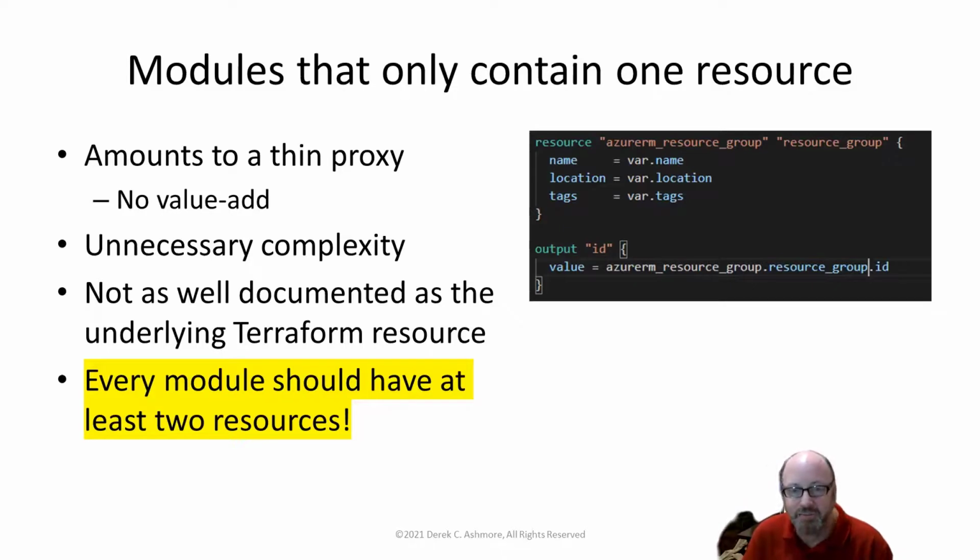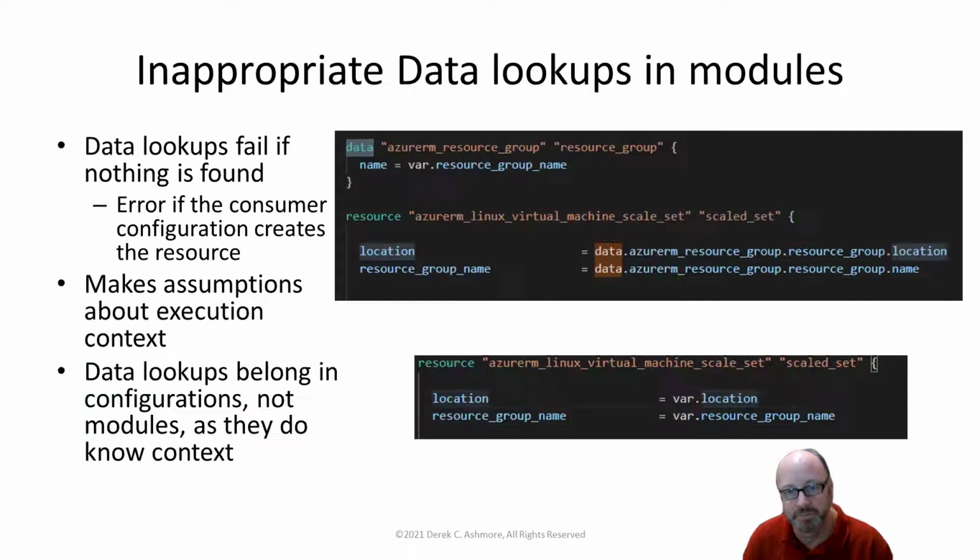Basically, thin proxies are harder for people to consume, and they're usually not as well documented. So my team has a standard. Every module needs to have at least 2 resources to justify it being a module.